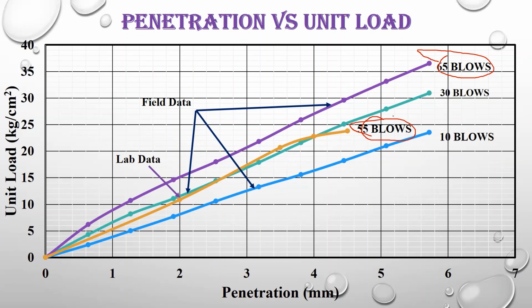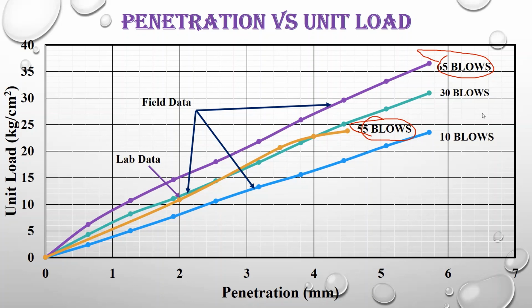So you can see the comparison. At 65 blows, you are getting higher value. At 30 blows, you are getting lower value. And at 10 blows, you are getting lower values. At 55 blows, this value is in between these three lines. So this is all about the CBR test, and you can say this is penetration.